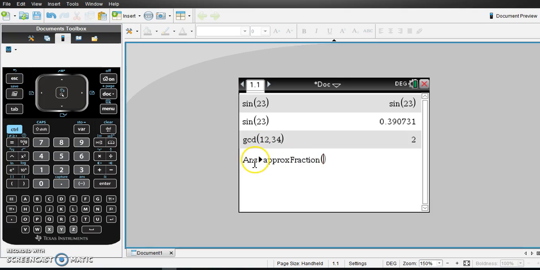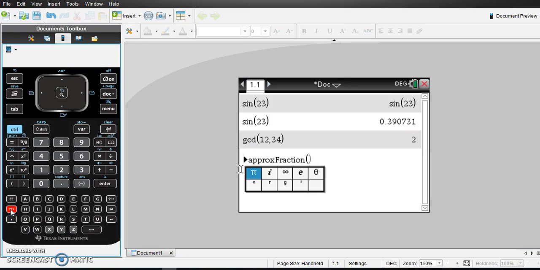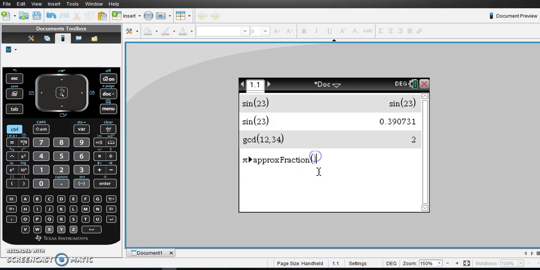But you can change this to be as accurate or inaccurate as you want. So rather than taking our previous answer here, which would be 2, what I'd like to do would be to, if I open this menu here with this pi button down there, I could approximate pi to a fraction.